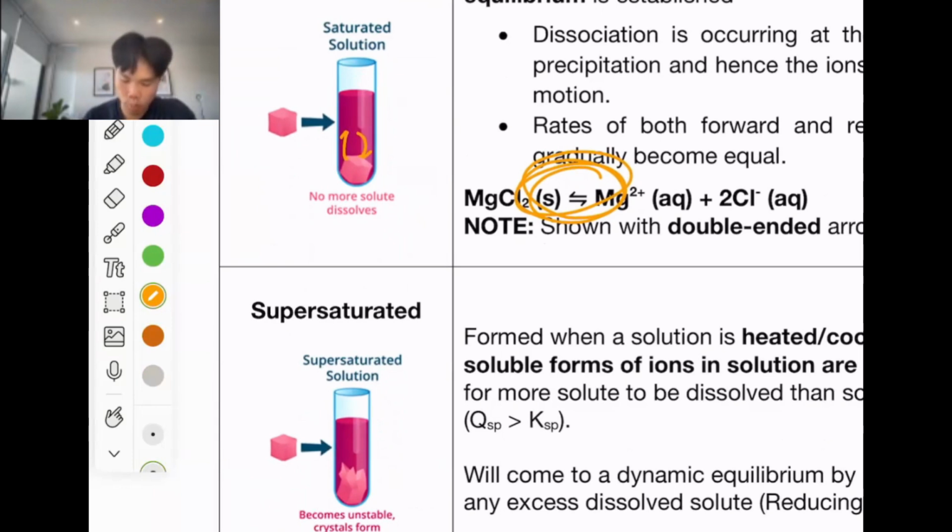This is where you have more ions in solution than the solution can hold. And so your QSP would exceed your KSP. In this situation, you have precipitation of those ions coming back out in order to reduce your QSP and return to the point of saturation, where the solution is at complete capacity rather than beyond it.